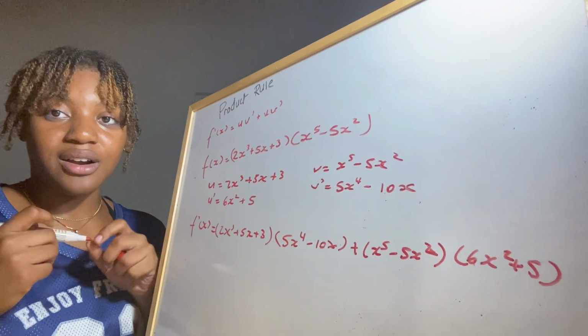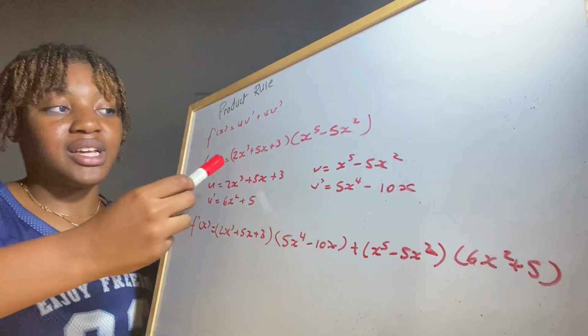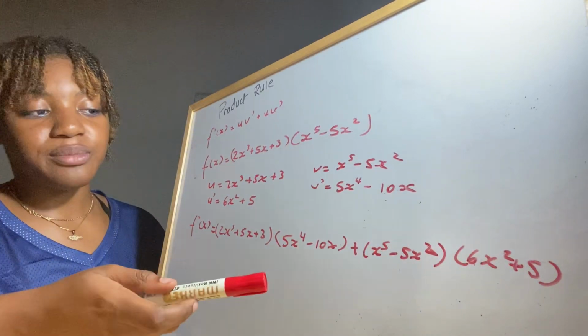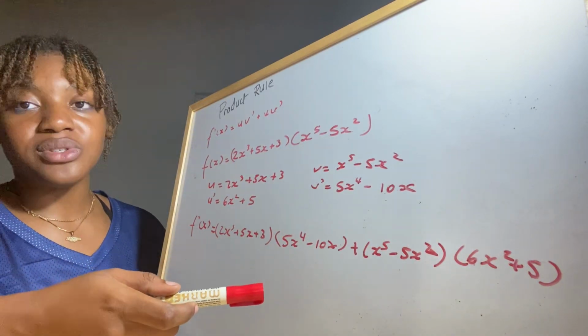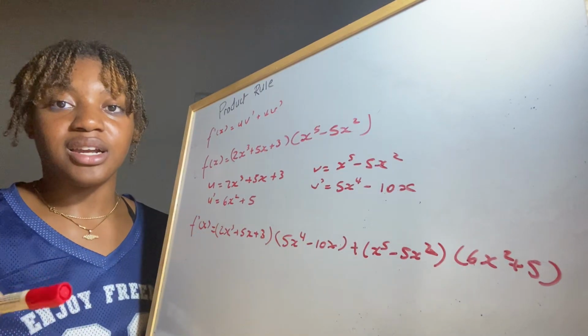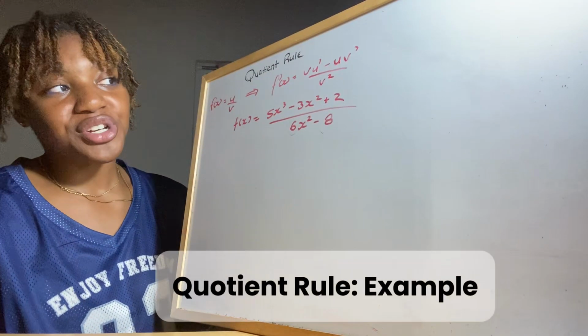So therefore, the first derivative of this function right here, using the product rule, is this. This can't be simplified anymore. I mean, you can choose to expand the brackets, but it's not needed. So you can just leave the answer like that. So we'll move on to the final rule, which is the quotient rule.